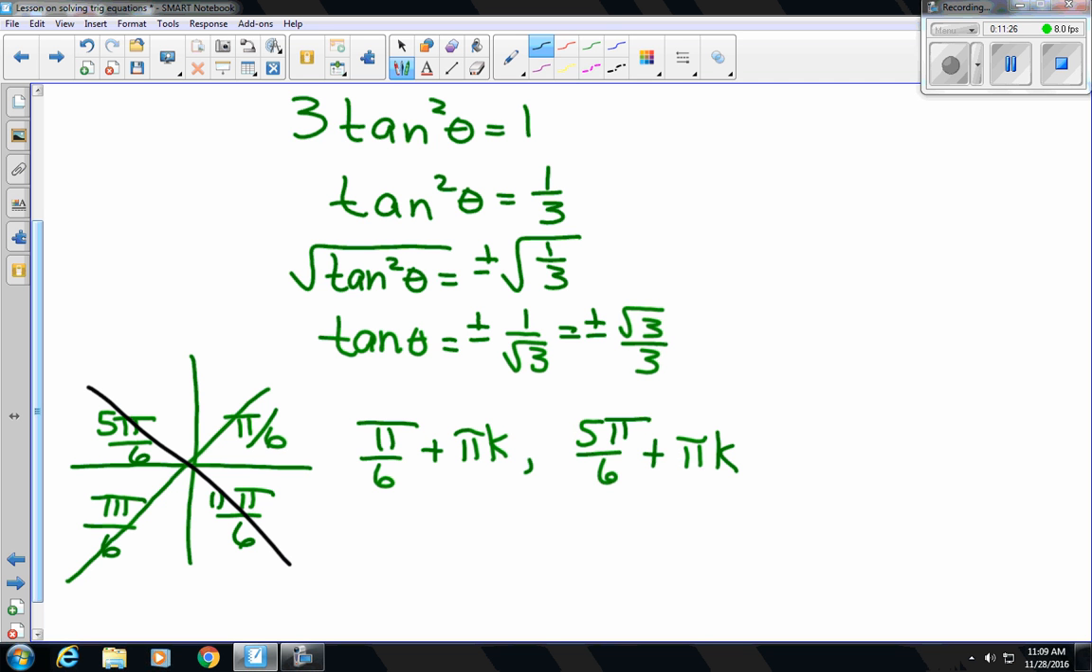All right, the next thing they want you to do is list all of the answers separated by commas in order from least to greatest. So, pi over 6, 5 pi over 6, 7 pi over 6, 11 pi over 6.